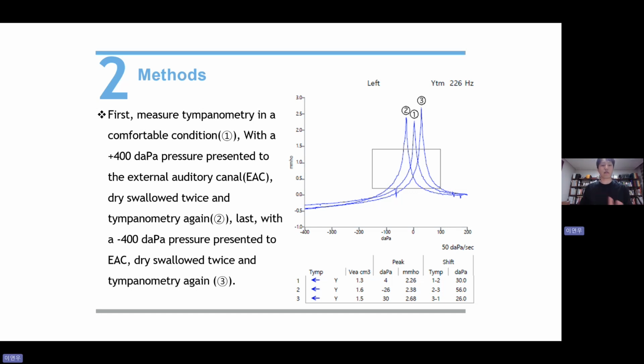This is the Williams test result. First, measure tympanometry in the comfortable condition. Test result is number one. Then a plus 400 Pascal pressure is presented to the external auditory canal (EAC), followed by dry swallowing twice and tympanometry again. That's number two. Last, with a minus 400 Pascal pressure presented to the EAC and dry swallowing twice again, tympanometry again. That's number three.